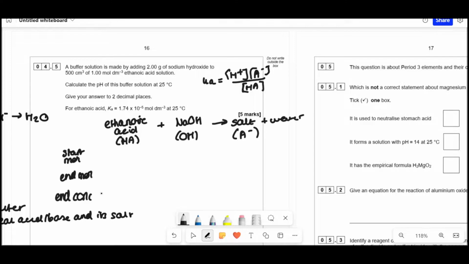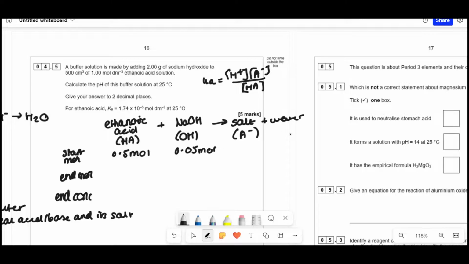So at the very start, what are they doing? They're reacting 2 grams of sodium hydroxide. Sorry, 500 centimeters cubed of this much ethanoic acid. So the moles of the ethanoic acid is going to be 500 divided by 1,000 times 1. So that's going to be 0.5 moles. Now, let's see how much NaOH you have. Well, we need to find the moles of the NaOH. So moles equals mass over Mr because it's a mass. So it's going to be 2 over 40, which is 0.05 moles.